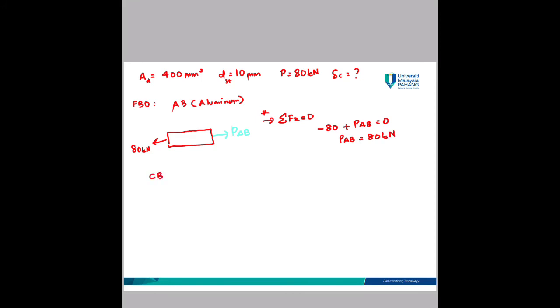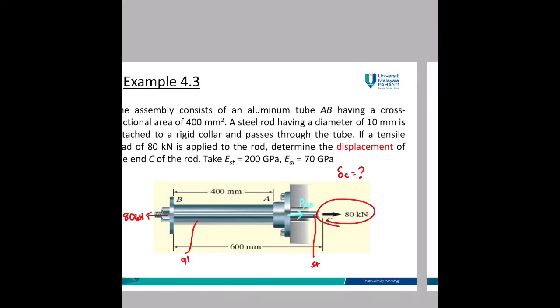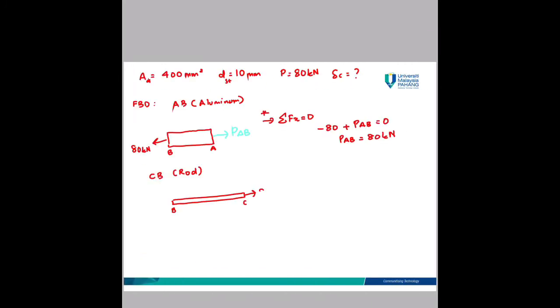For CB, which is the steel rod, you have a small steel rod. At point C, you have 80 kN. The equilibrium force is PBC to the left. PBC is equal to 80 kN. The displacement at C is equal to the displacement of aluminium AB plus displacement of steel BC. Then you can calculate the displacement.